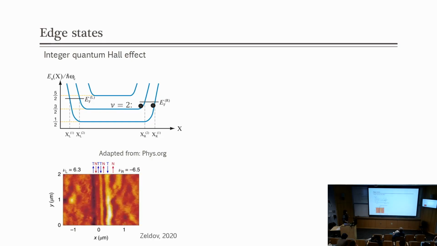And indeed, using a nanoSQUID measurement, this has been plotted out, that for nu equals 6, you might be able to count up to 6 edge states.